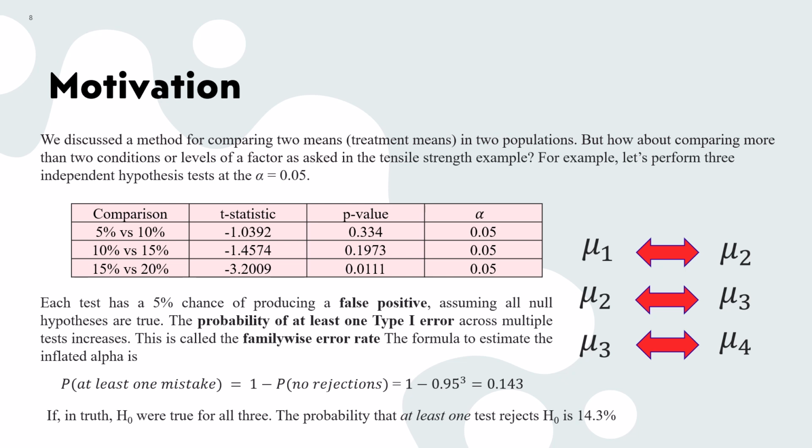But here's the problem: if we perform multiple t-tests, like comparing 5% to 10%, 10% to 15%, and 15% to 20%, the chance of making at least one mistake increases. This is called inflating the family-wise error rate. In this case, even though each test is run at a 5% error level, the overall chance of making at least one false conclusion jumps to about 14.3%. That's almost triple the risk.